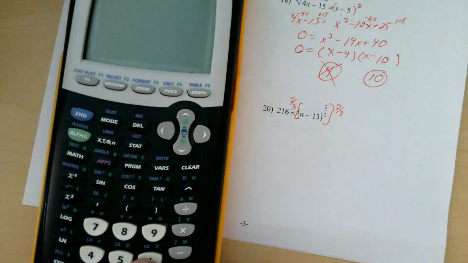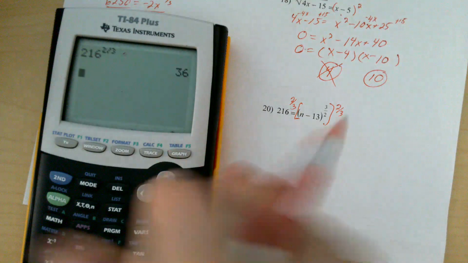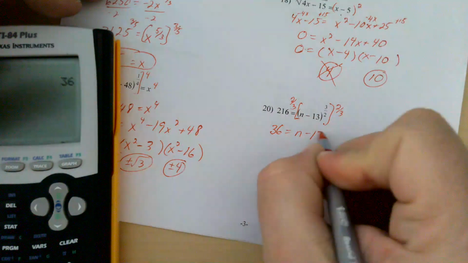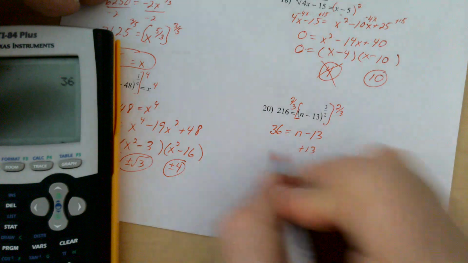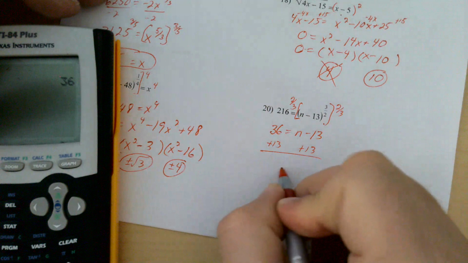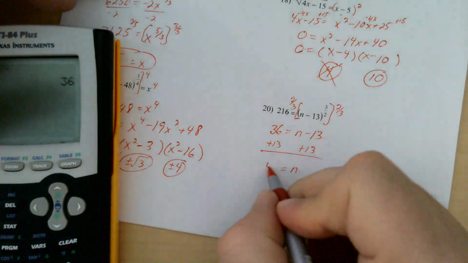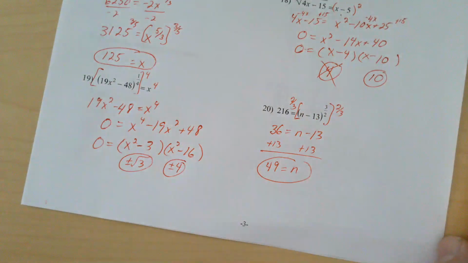So I'm just simply going to ask the calculator to tell me what 216 raised to the 2/3 is. Okay, so right there it is. 216 raised to 2/3. It tells me 36. The parentheses disappear, and I have one move. Again, that problem should not take long at all to know that it's going to be a 49. 36 plus 13, that's where the 49 is coming from.